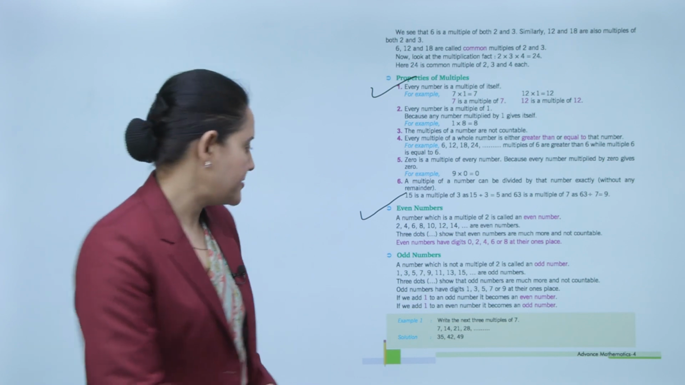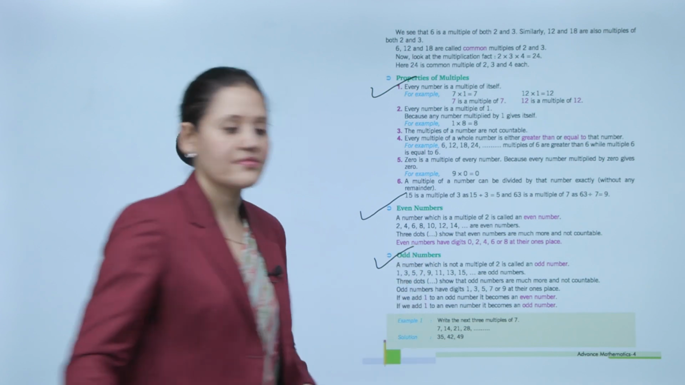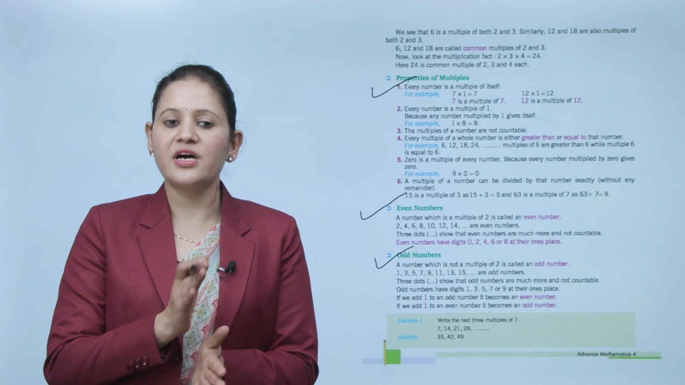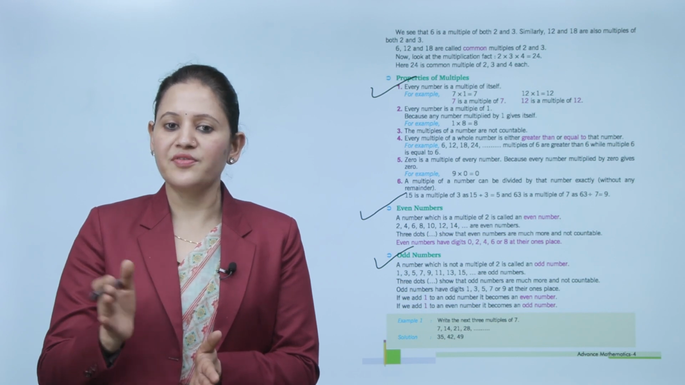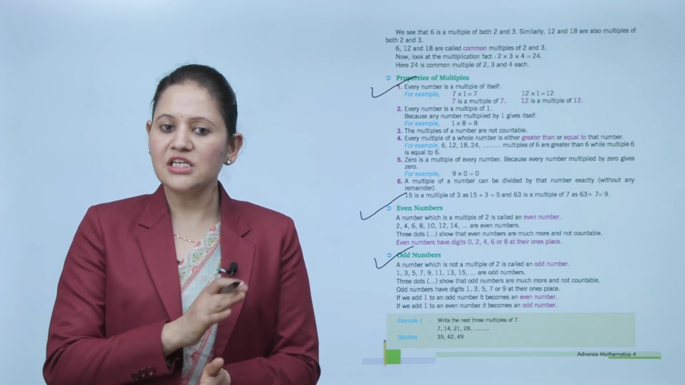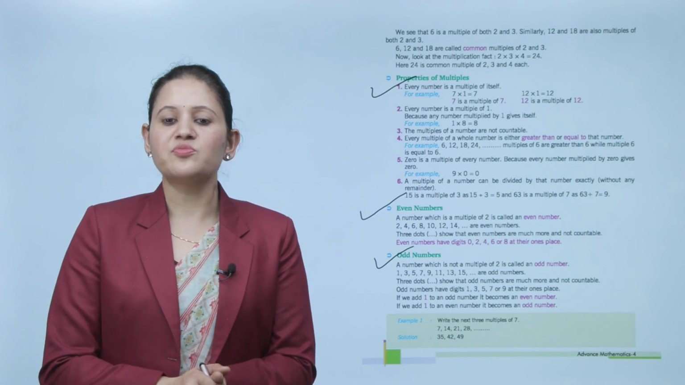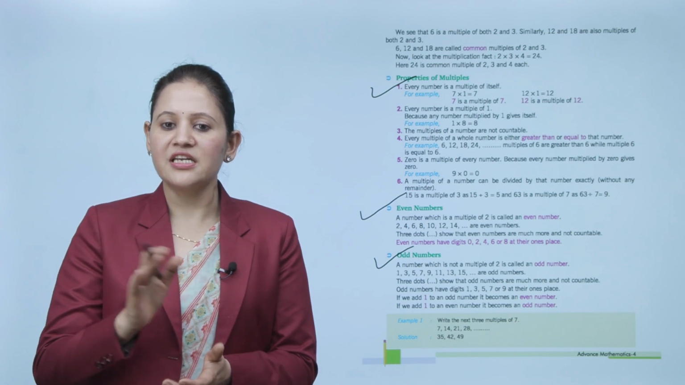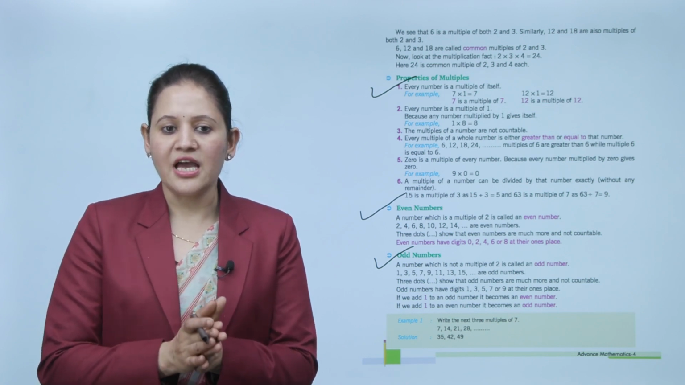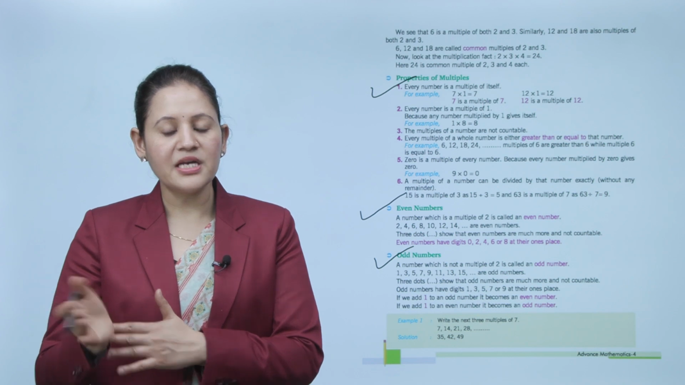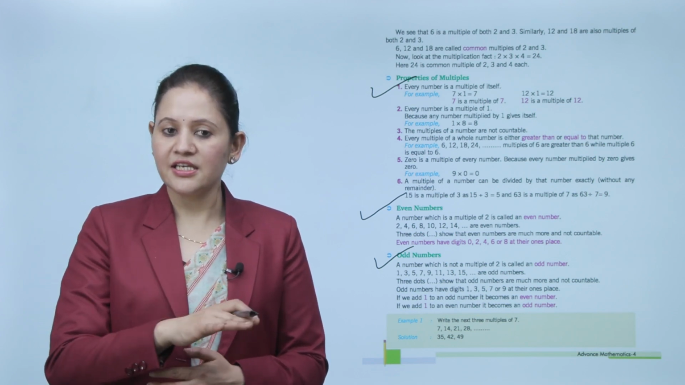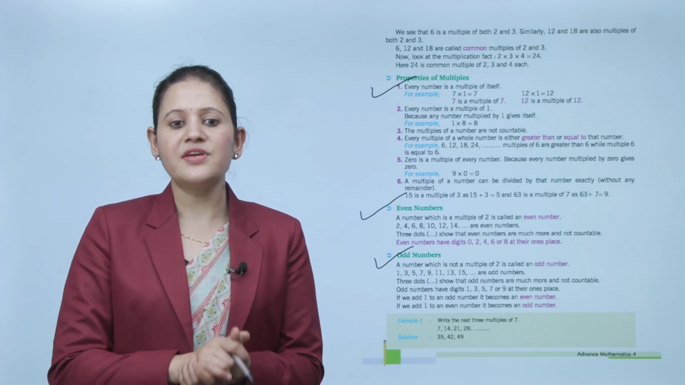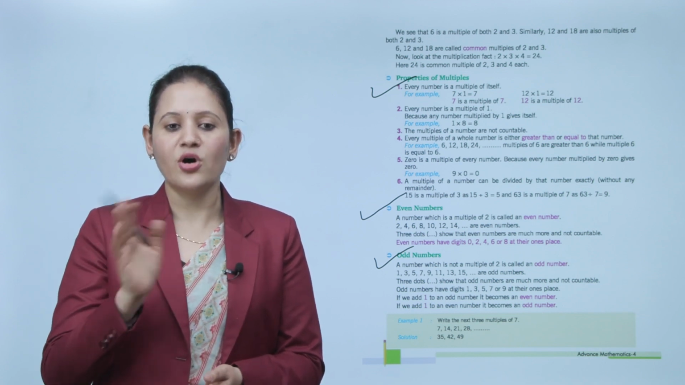Next is odd numbers. A number which is not a multiple of 2 is called an odd number. 1, 3, 5, 7, 9, 11, 13, 15, all these are odd numbers. The 3 dots show that odd numbers are much more and not countable. Odd numbers have the digits 1, 3, 5, 7, 9 in their ones place. If we add 1 to an odd number, it becomes an even number. Like 3 is an odd number. If we add 1 to it, it becomes 4, that is an even number. If we add 1 to an even number, it becomes an odd number.